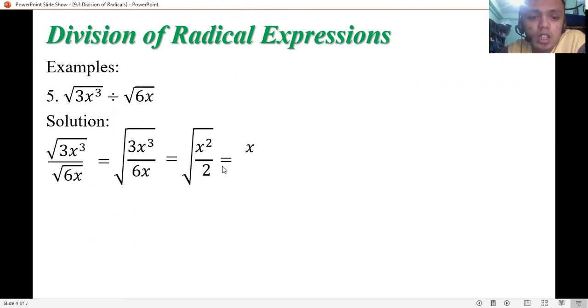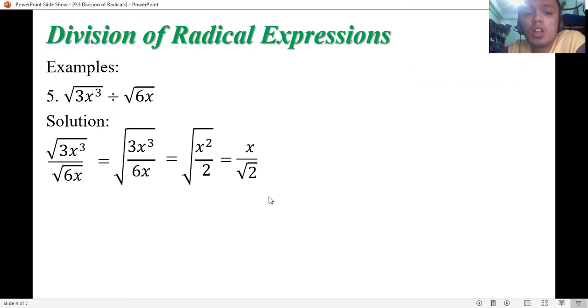Now here, it becomes square root of x squared over 2. Now, x squared is a perfect square, so it becomes x, which is the square root of x squared, over the square root of 2. 2 is not a perfect square, so it still remains in a radical sign.